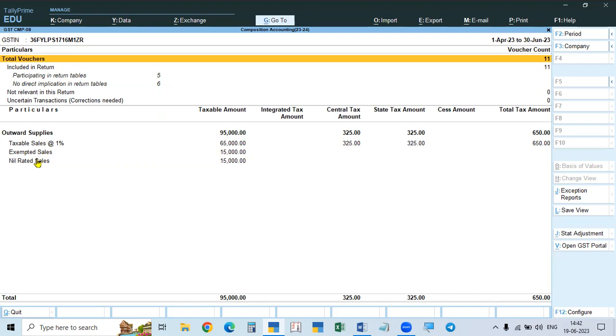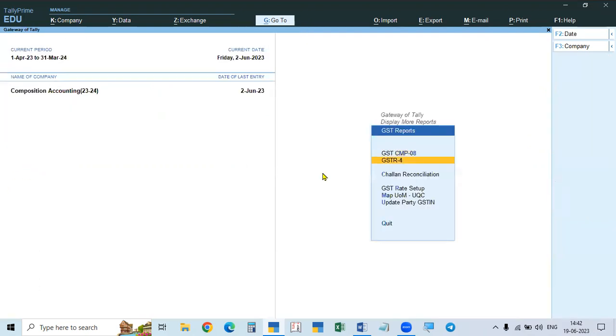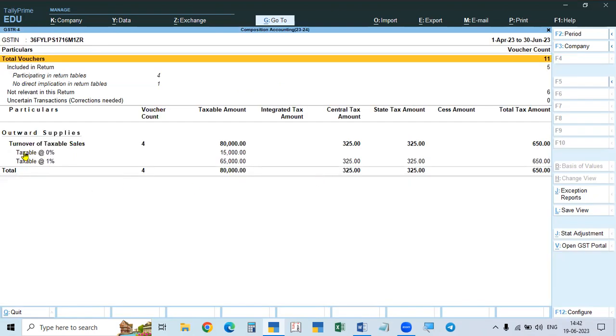Nil-rated sales can be made taxable, and some rate can be levied on them. That is, nil-rated goods can be transferred to 5% or any taxable rate. That can be done. That is why these exempted sales are not shown in GSTR 4. Only taxable, but 0%.